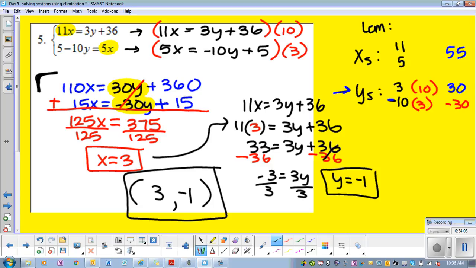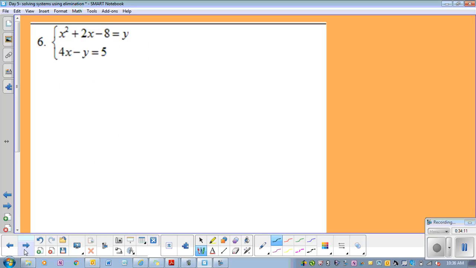All right, ready for the next one? Okay, so number 6. Number 6 looks a little bit crazy again. What do we see? X squared. Oh no, you can't see that, right? X squared. Can you see this though? X and y. Okay. I have an x squared, I have an x, and I have a y situation. Which one do I need to fix? The y. Good.